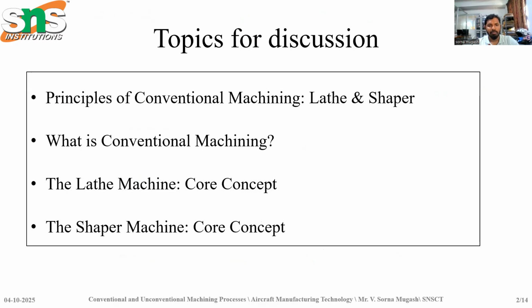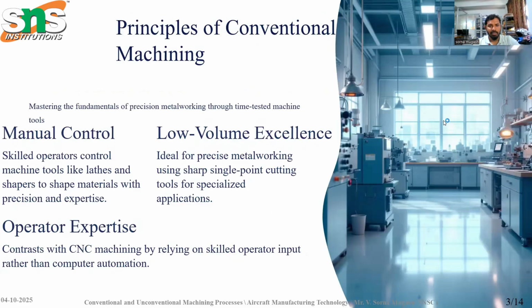So today's topic for discussion is to explore the principles of conventional machining, which is focused on the lathe and the shaper, and then to dive into the core concepts of the lathe machine and the shaper machine. By the end we can see how it works as the backbone of metalworking in aerospace and beyond. And the next slide is the principles of conventional machining.